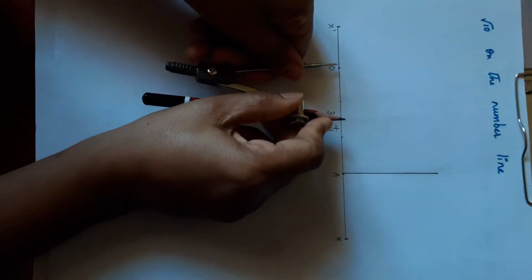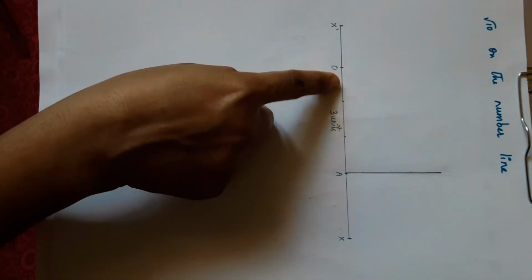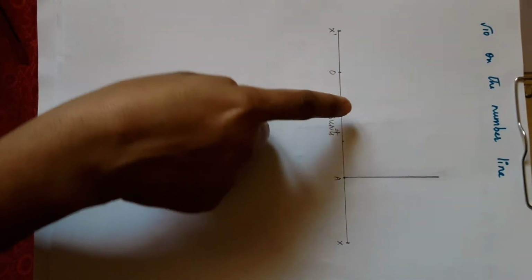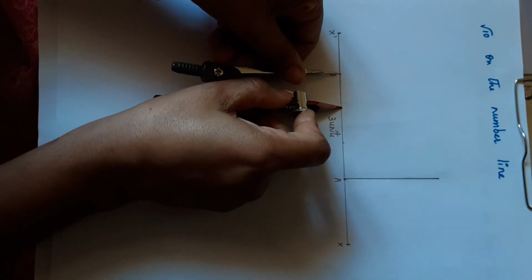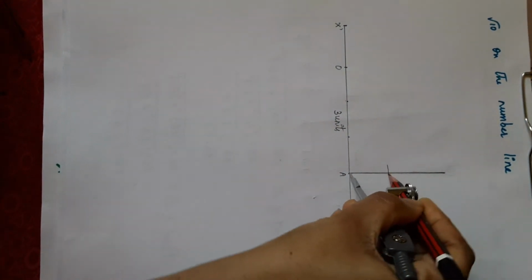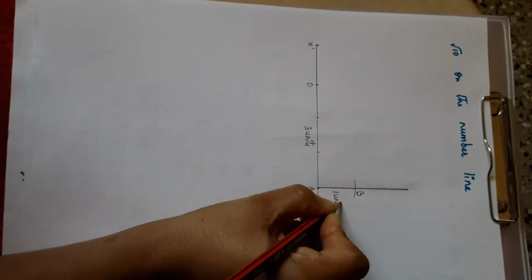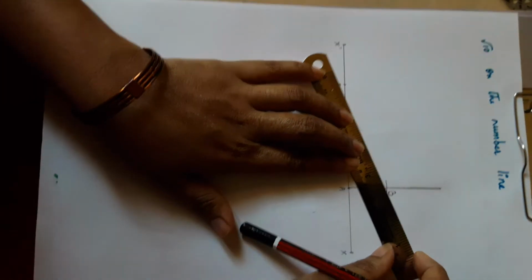So take 1 unit measurement. I have divided the 3 units measurement into 1, 2, 3 parts. So I have taken one part of it, and from A cut the perpendicular line A and name it as B. This is 1 unit. Then join OB.